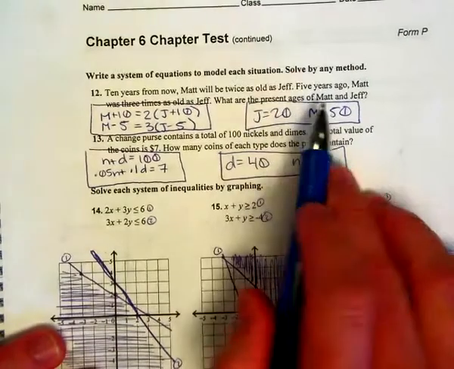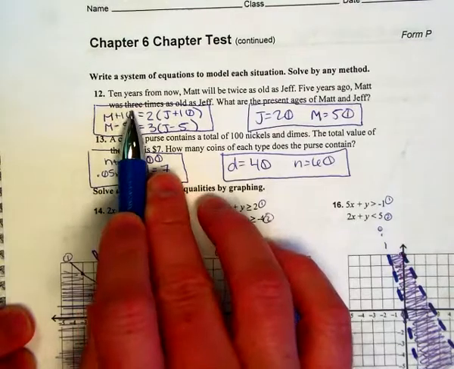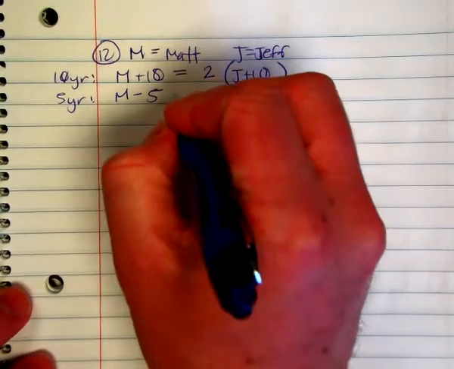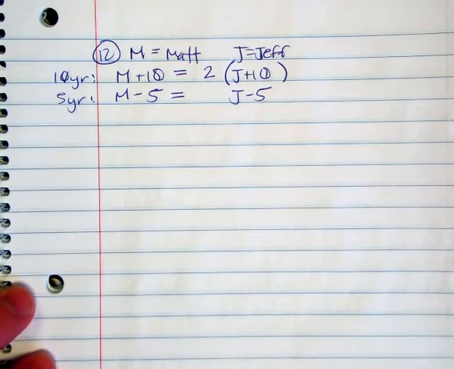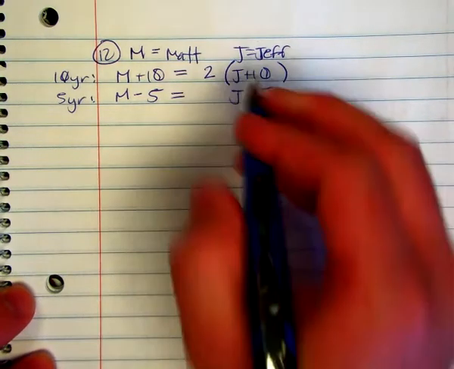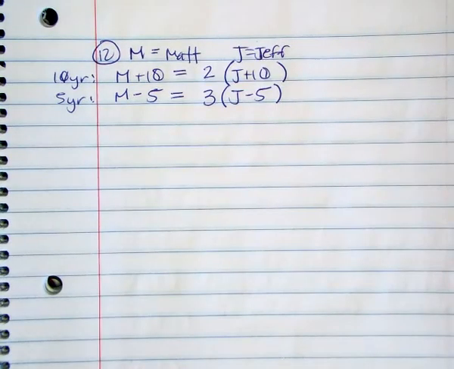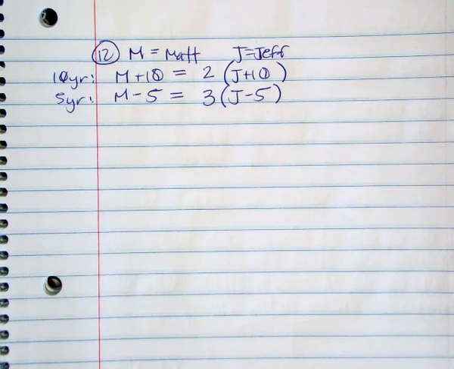Look at all the information together. 5 years ago, Matt was 3 times as old as Jeff. Matt 5 years ago was, there's our equal sign, 3 times as old as Jeff. Well, here's Jeff 5 years ago, 3 times as old as that. At this point, it's entirely up to you how you would like to set this up. If you would prefer to do it as elimination method or prefer to do it as substitution method is entirely your choice. I personally prefer substitution method for this problem.